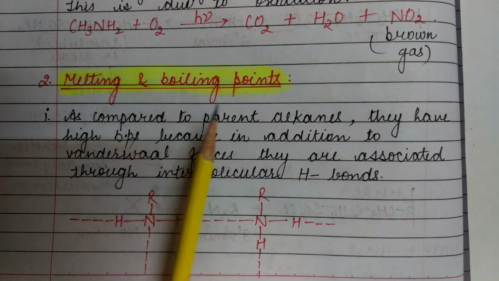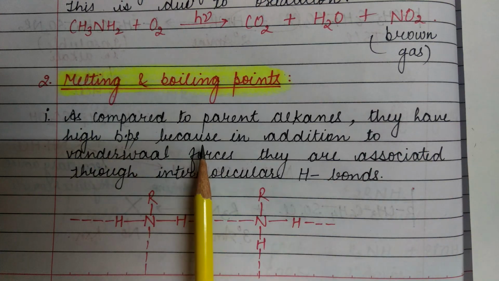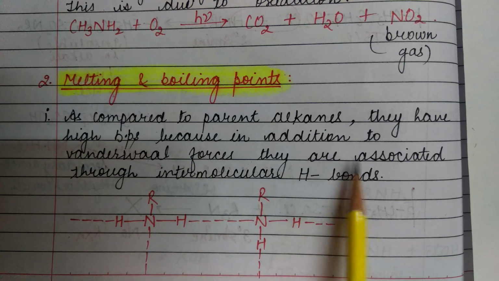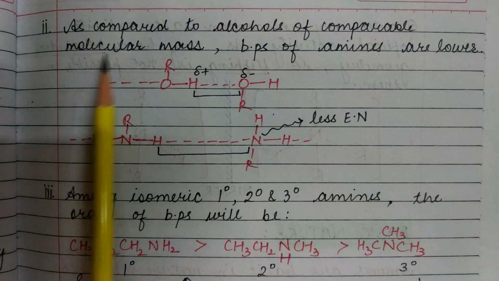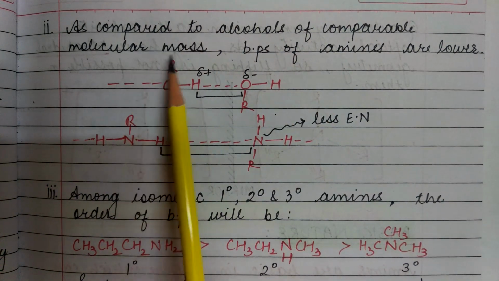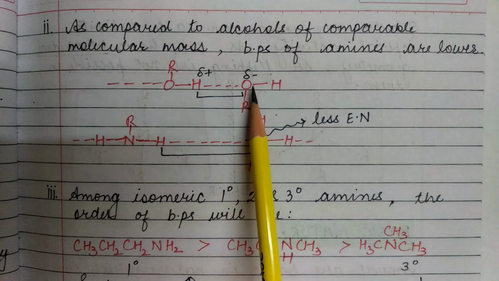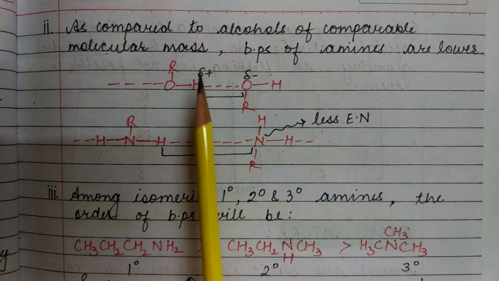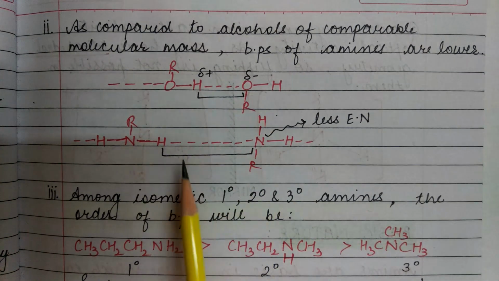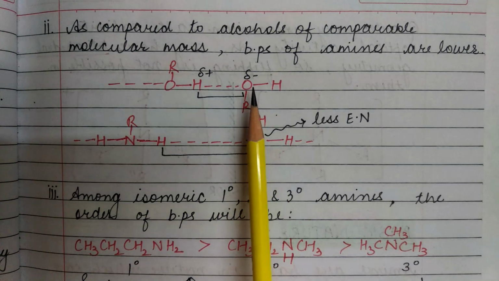Second property is melting and boiling points. As compared to parent alkanes, they have high boiling points. This is because in addition to van der Waals forces, they are also associated through intermolecular hydrogen bonding, right? As shown in this figure. As compared to alcohols of comparable molecular mass, boiling points of amines are lower because oxygen is more electronegative and nitrogen is less electronegative, so the hydrogen bonding is stronger in case of alcohol and weaker in case of amines, so amines have lower boiling points than alcohols.